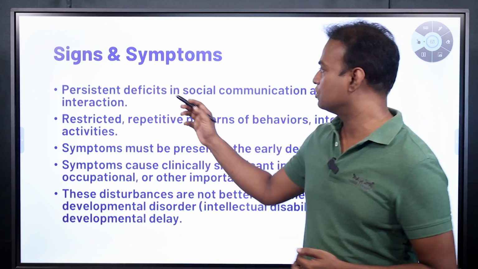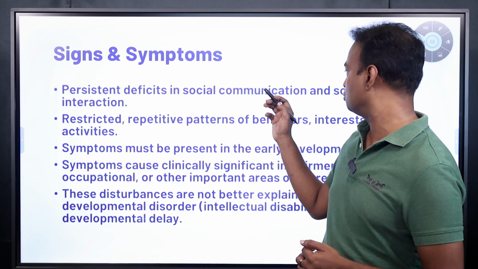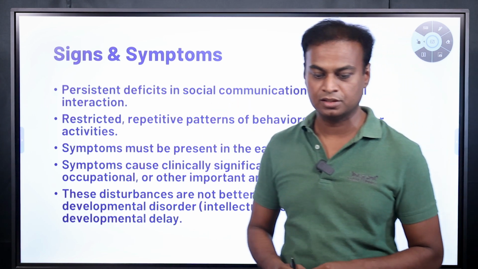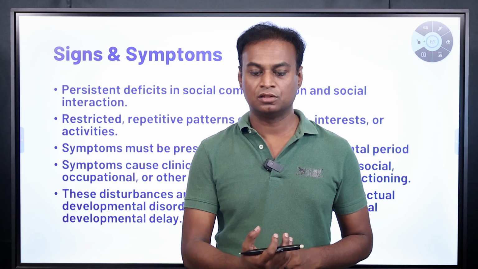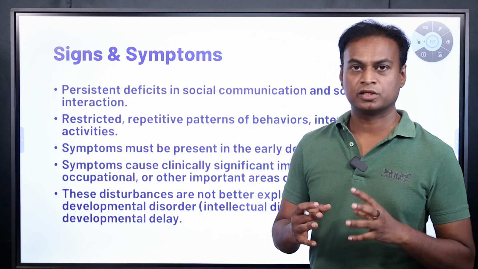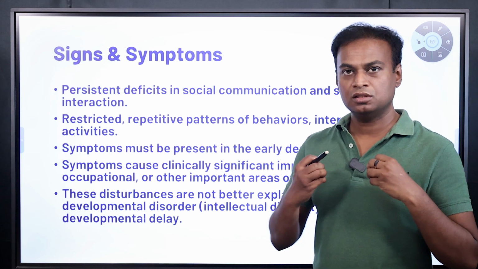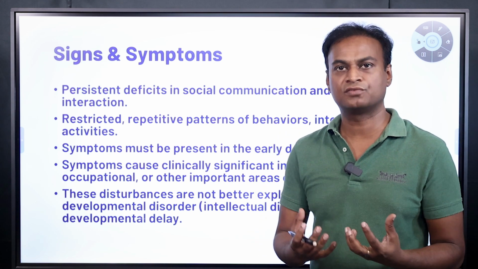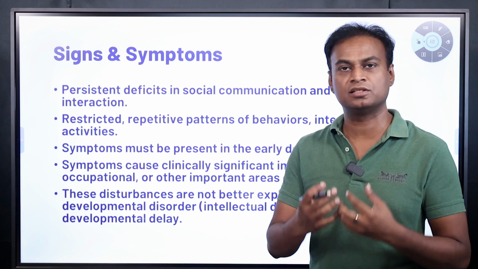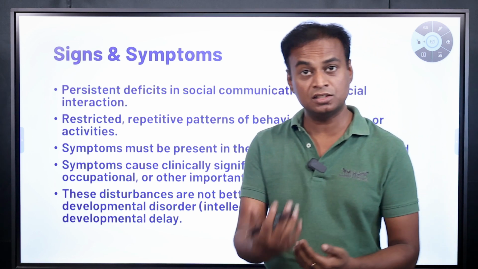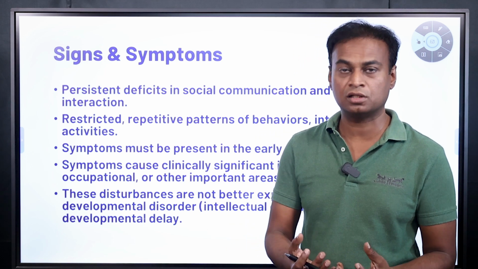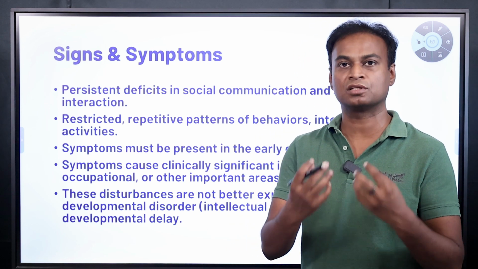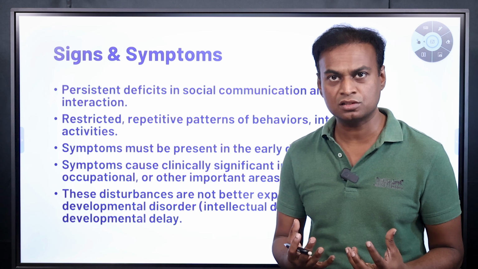Okay, next one which comes under persistent deficiencies in social communication and social interaction is deficiencies in non-verbal communicative behaviors used for social interaction. See, not only speaking, there are a lot of other things. There is body language, there is facial expression that kids will understand and need to show, but they are not good at understanding body language or facial expressions or the emotions of the face.